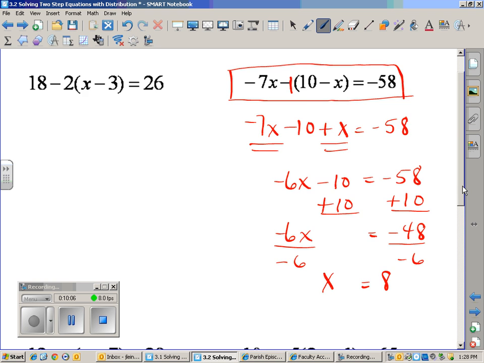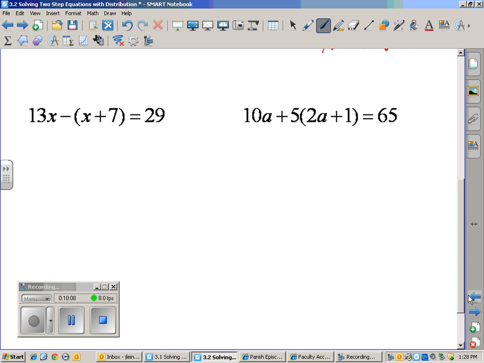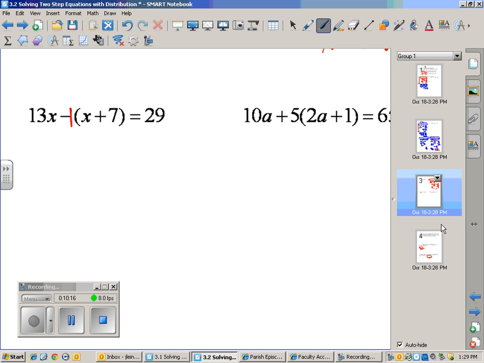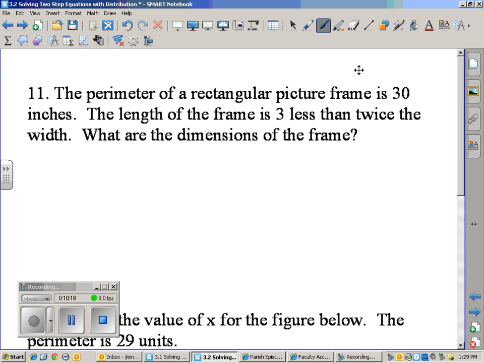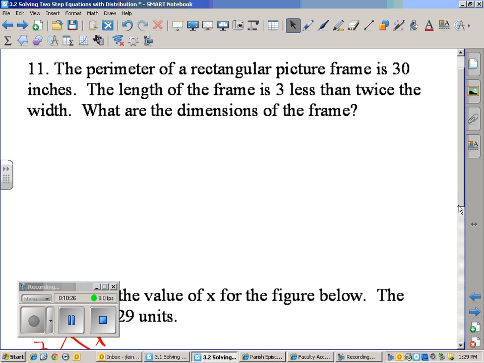So there's another one for you to do down here that has the ghostly 1. I'll just remind you to go ahead and write him in there. You can work these 2 problems, and I want to move on to the next page with these word problems to do a couple of these with you. So number 11 says that the perimeter of a rectangular picture frame is 30 inches. Let's draw.